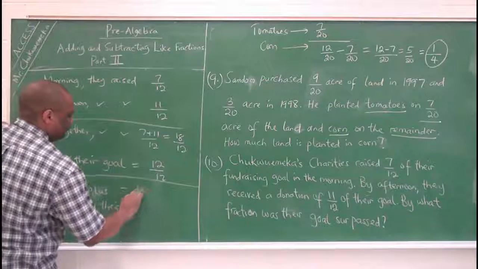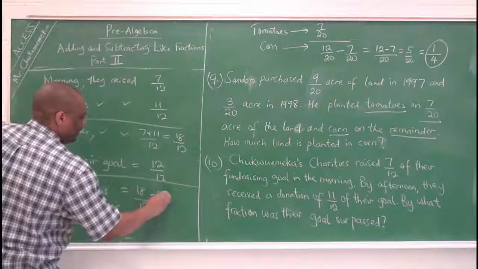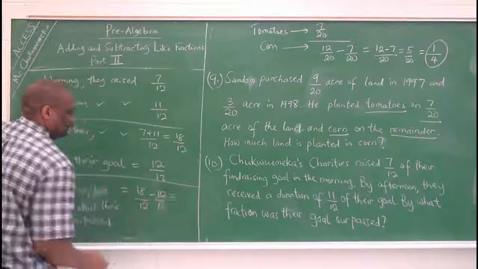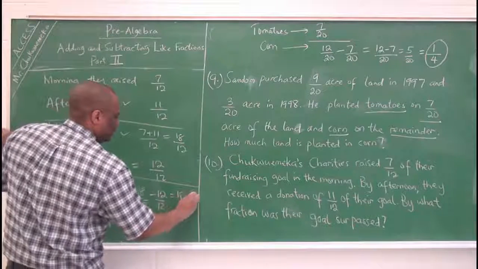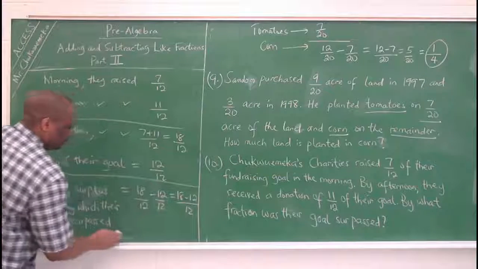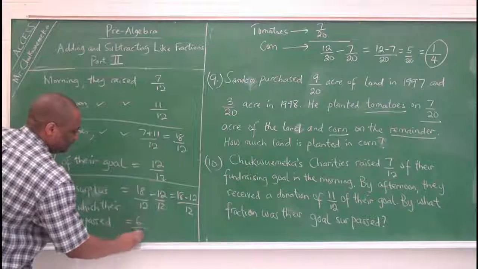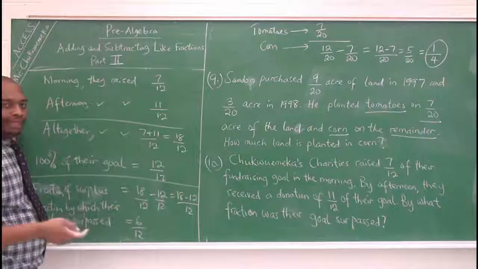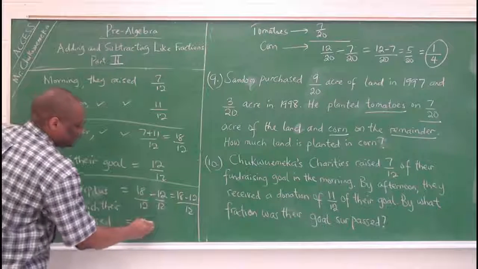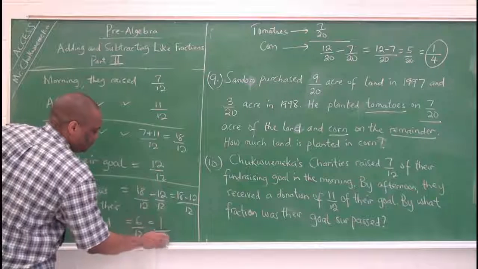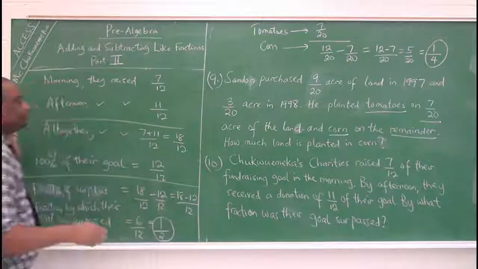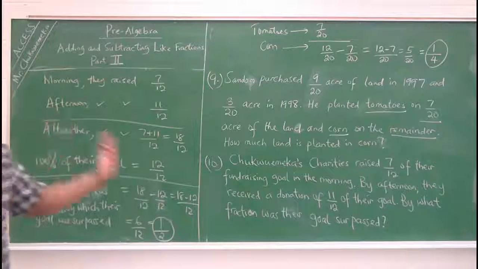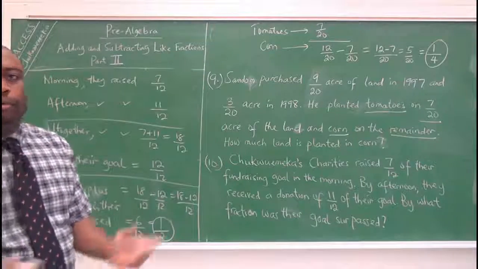It will be 18 out of 12 minus 12 out of 12, which is 18 minus 12 out of 12, which is 6 out of 12. What is the GCF of 6 and 12? It is 6. 6 divided by 6 is 1. 12 divided by 6 is 2. So they surpassed their goal by 1/2.